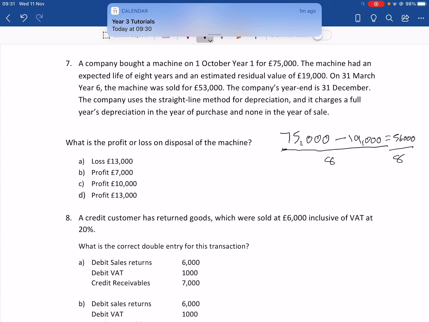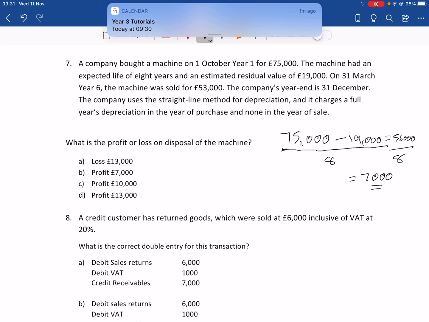56,000 divided by 8 gives us, I think it's 7,000, isn't it? So 56,000 divided by 8 is £7,000. So that means the depreciation charge every year is £7,000. That basically means that the value of the asset goes down by £7,000 every year.